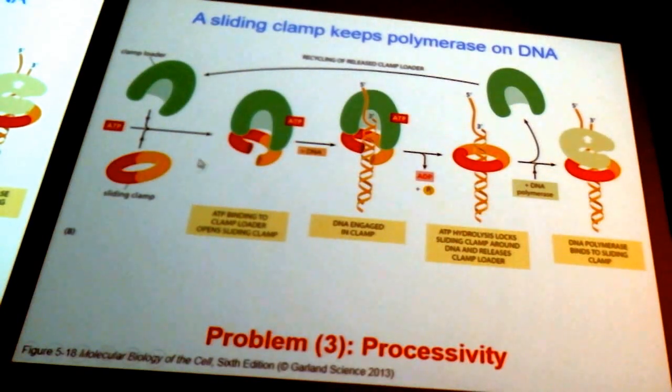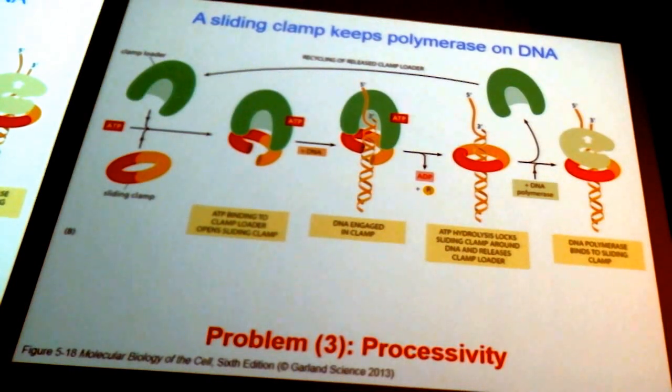What's shown here is how a sliding clamp is loaded. Sliding clamp is this ring-shaped thing, as I showed. As you might imagine, loading this onto DNA would require lots of conformational changes. You have to open the ring, put the DNA through, and close. And that's achieved by a clamp loader, which binds ATP, opens the ring, DNA goes through, ATP is hydrolyzed, and now the clamp is loaded. And now that the clamp is loaded, the clamp loader can fall off and go back and cause another round of this to happen.